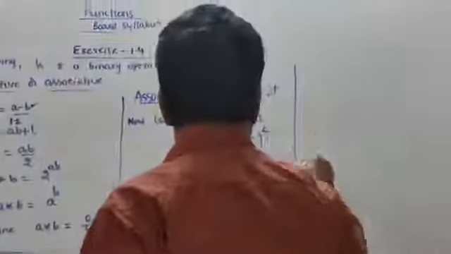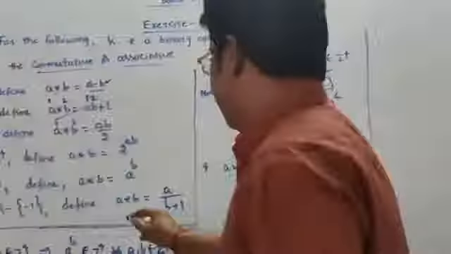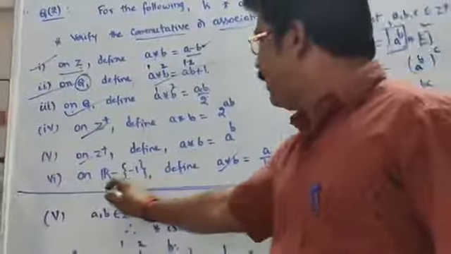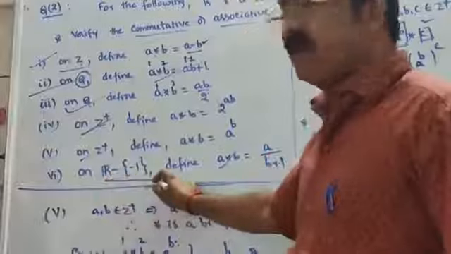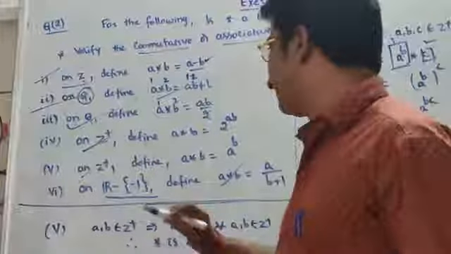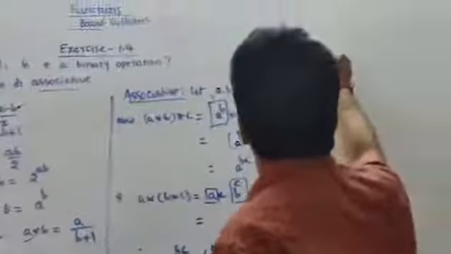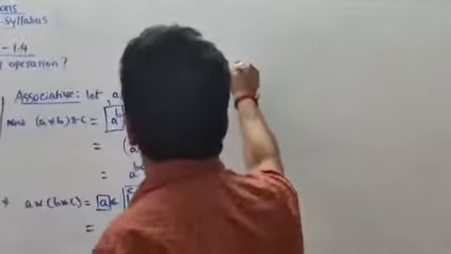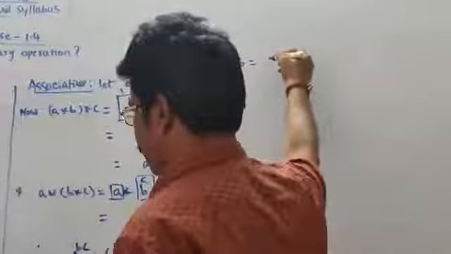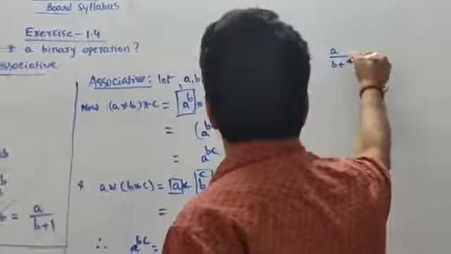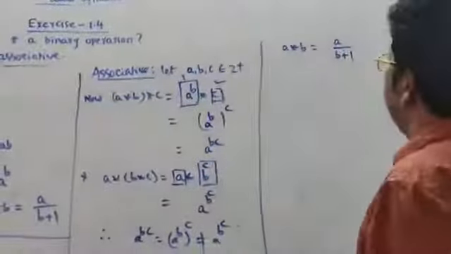Next, this one. A, B are any real numbers except -1. Here A star B is defined as A, first element, by second element plus 1.